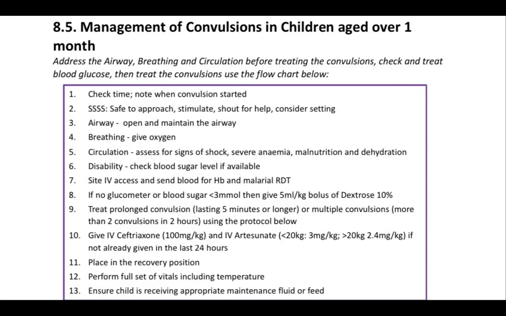For convulsion which is prolonged more than 5 minutes or longer, or multiple convulsions, let's say more than two convulsions in 2 hours, we need to give anticonvulsant medication using the protocol below, and we'll talk about it later. So remember we said that one of the causes of convulsion is meningitis, so we need to give IV ceftriaxone and IV artesunate for severe malaria if it's positive for rapid diagnostic test.